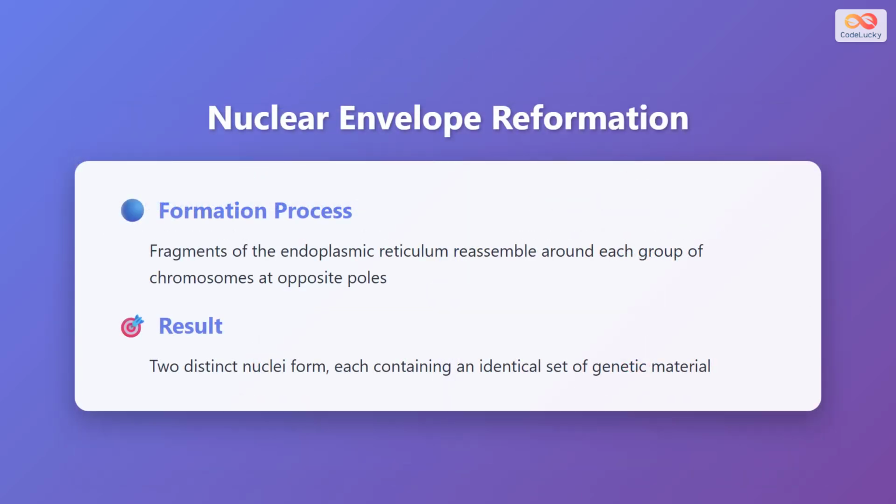Let's focus on nuclear envelope reformation, one of the most important events in telophase. The formation process begins when fragments of the endoplasmic reticulum reassemble around each group of chromosomes at opposite poles. These membrane fragments fuse together, piece by piece, until they form a complete double membrane around each chromosome set. The result is two distinct nuclei, each containing an identical set of genetic material. This is essential because each daughter cell needs its own protected nucleus to function properly.